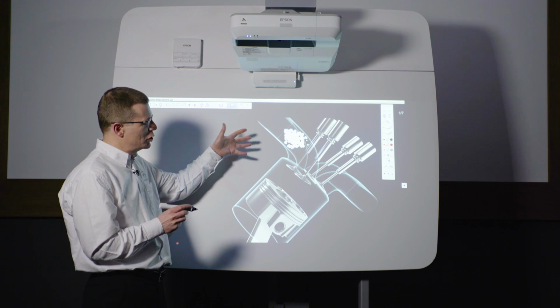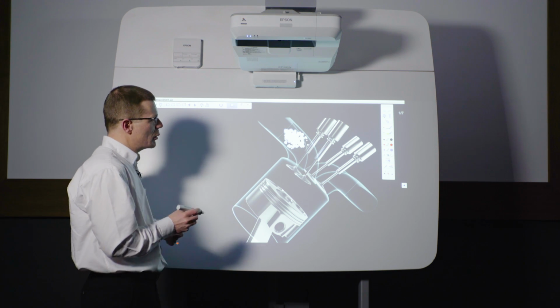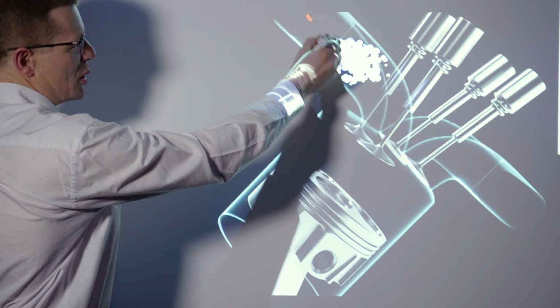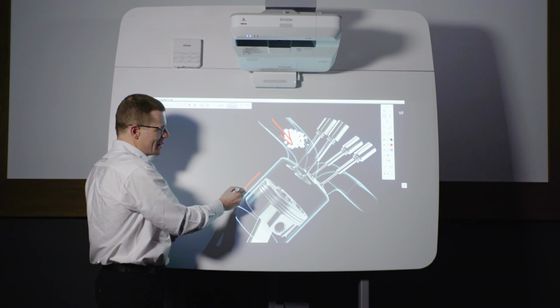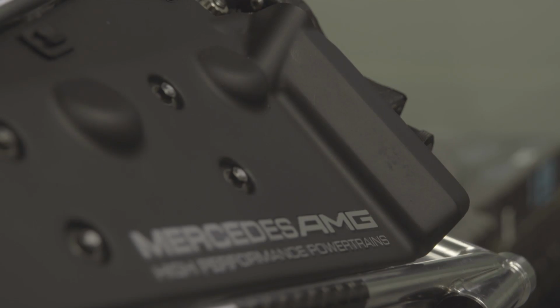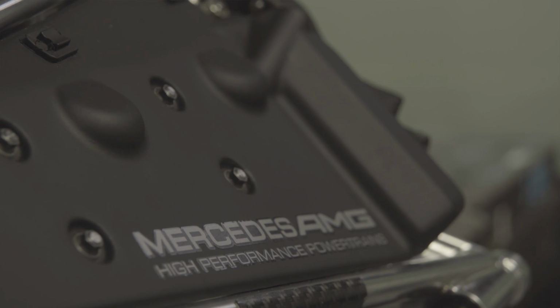Here we've got a section of the engine showing the intake stroke. So the compressor is pushing the air into the cylinder. The piston is on its way down, and so it's drawing air in past the inlet valves.